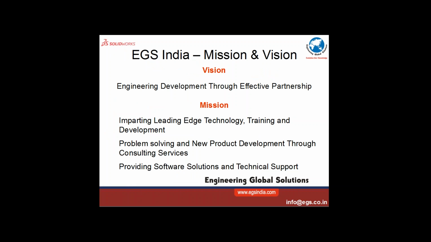Our vision is engineering development through effective partnership with our companies, our customers. We try and achieve the vision by the following mission statements: imparting leading edge technology, training and development, problem solving and new product development through consulting services, and providing software solutions and technical support.